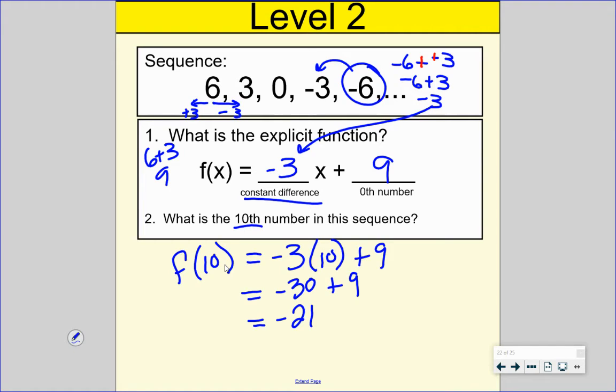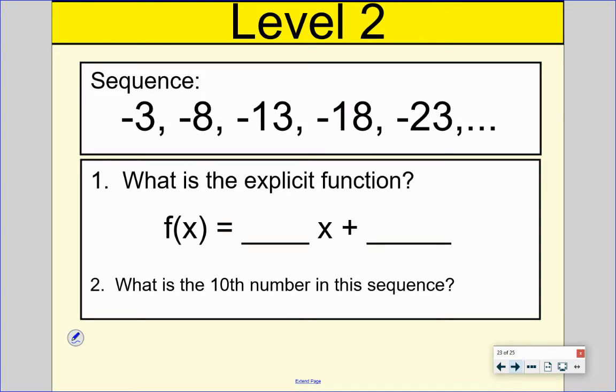You can also find it out by just subtracting 3 every time, but if we get farther and farther in the sequence, it's so nice to have this explicit function. All right, here's another example. -3, -8, -13, -18, and so forth. What is the explicit function?